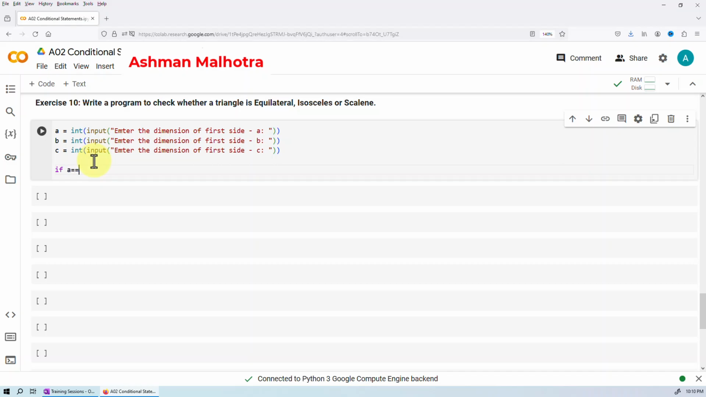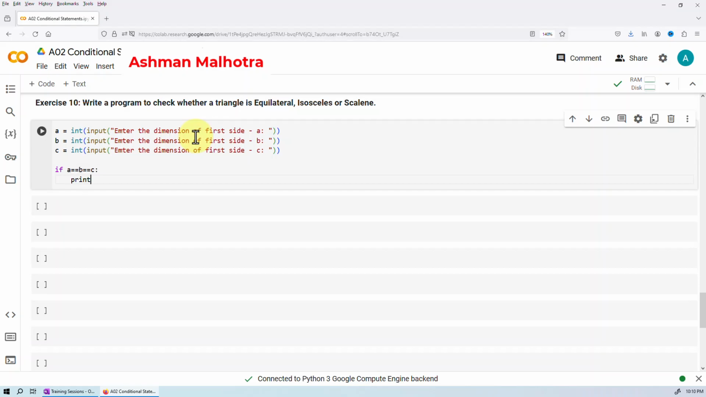Now we will check whether A is equal to B and equal to C. If all the sides of the triangle are equal to each other, then we can say that the triangle is an equilateral triangle.